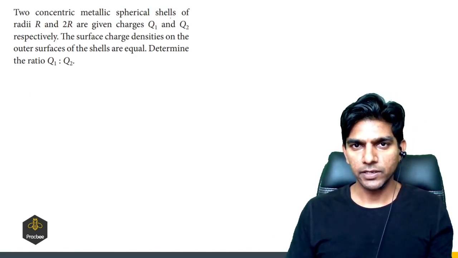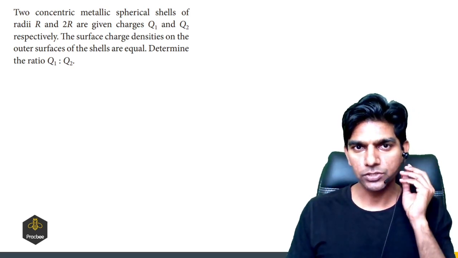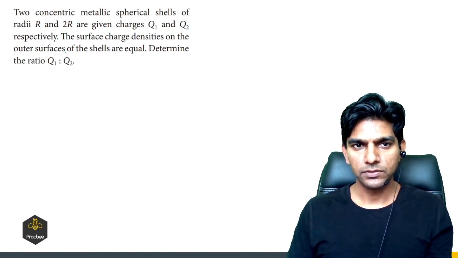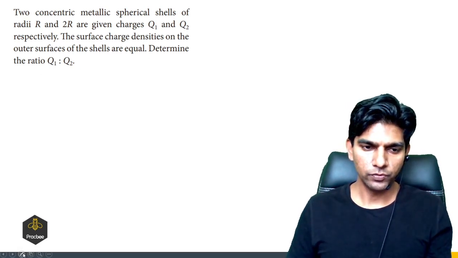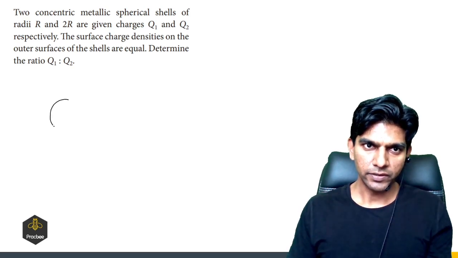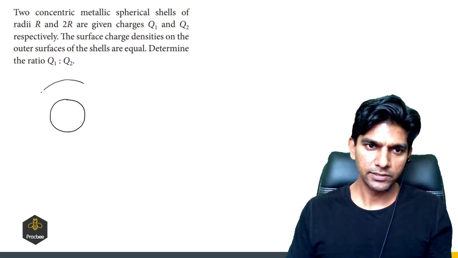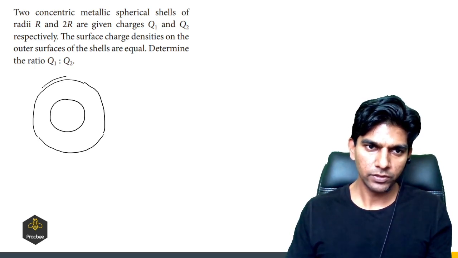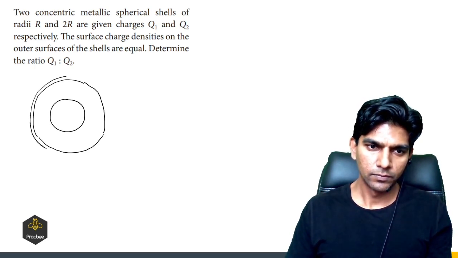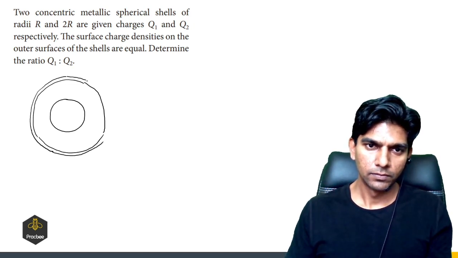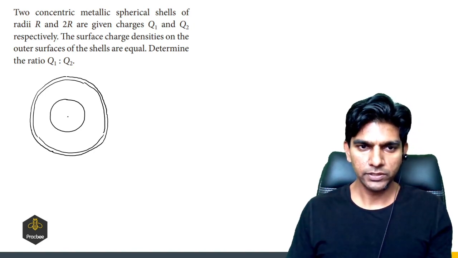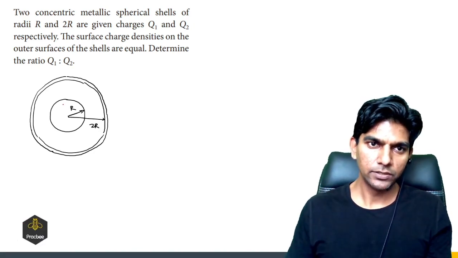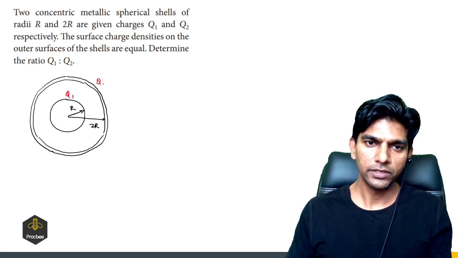Two concentric metallic spherical shells of radii r and 2r are given charges q1 and q2. The surface charge densities on the outer surfaces of the shells are equal. Determine the ratio q1 to q2. So we are given two concentric shells. This is the first shell and this is the outer shell, and I'm showing some thickness in the outer shell. This radius is r and this is 2r. And we have given some charge q1 to the inner shell and q2 to the outer shell.